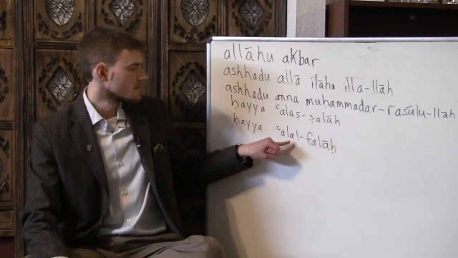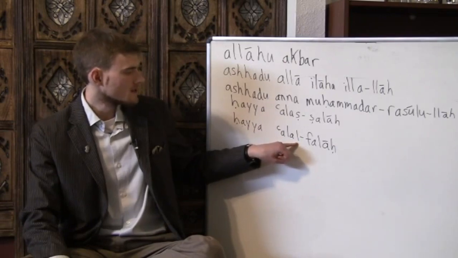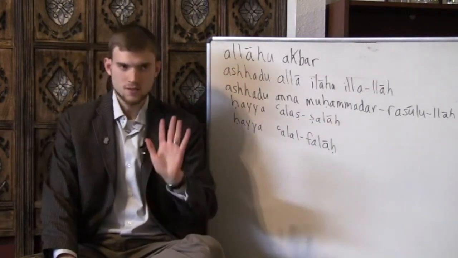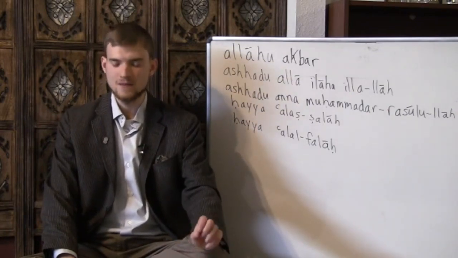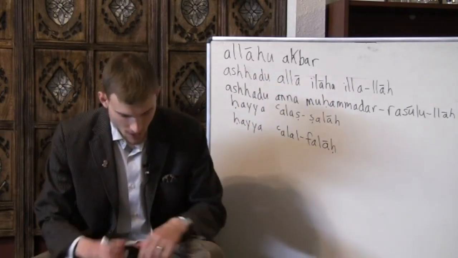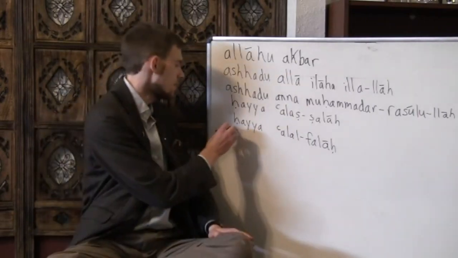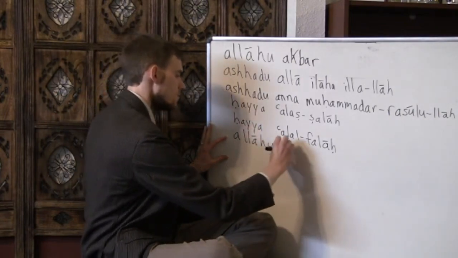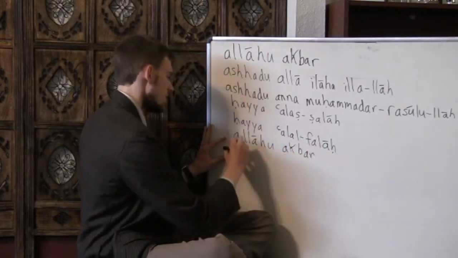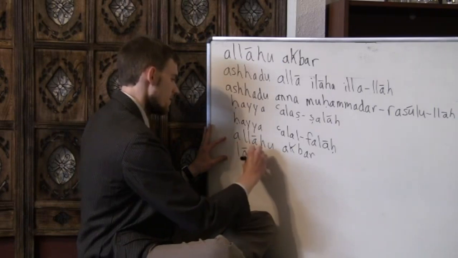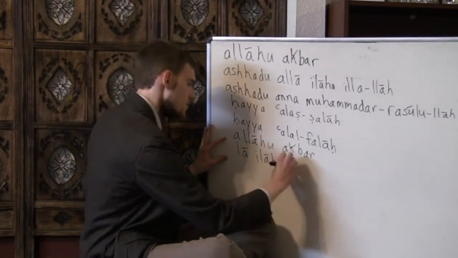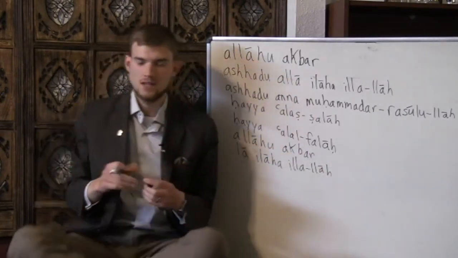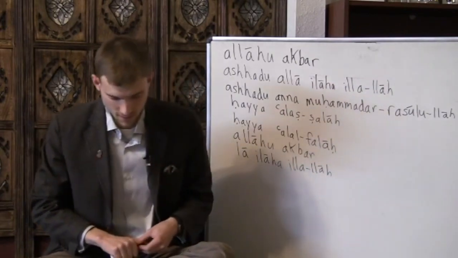And then one common mistake we sometimes hear is in this lam. Sometimes I hear people wanting to extend that and say hayya ala al-falah with a doubled lam, but don't. It's just one lam. Ala al-falah. Right. And then finally, once we're done with that, it returns once again to Allahu Akbar. And then finally, without the Ashhadu An, we have La ilaha illallah. La ilaha illallah. So this is the form of the adhan.